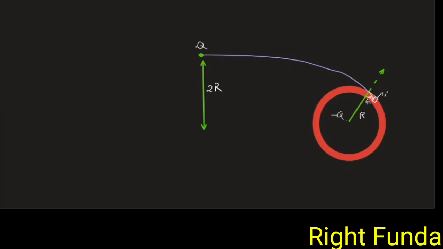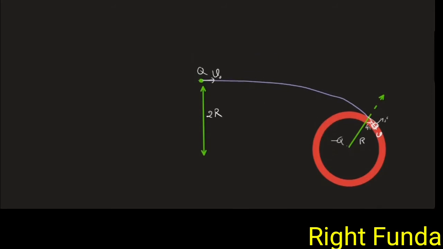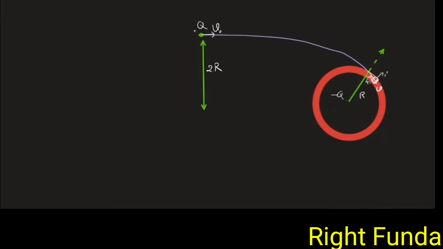So what we can do, we can suppose the speed here is v0, and by the time it reaches here, the speed is v, suppose. We don't know v; it is an unknown quantity. So what is the relation between v and v0? The constraint relation between v and v0 can be found by applying conservation of angular momentum.